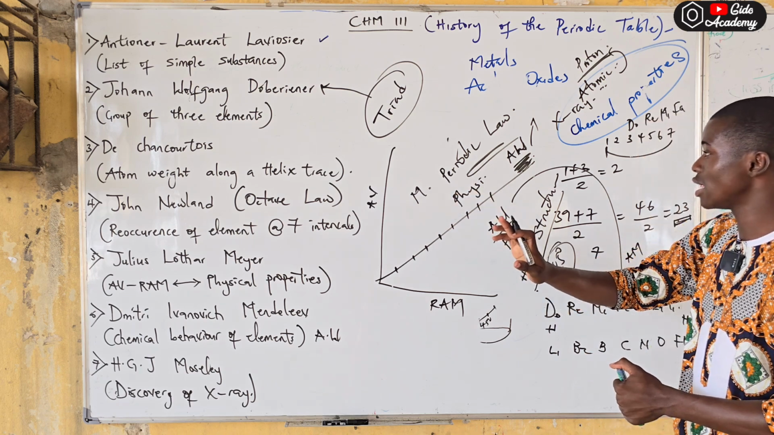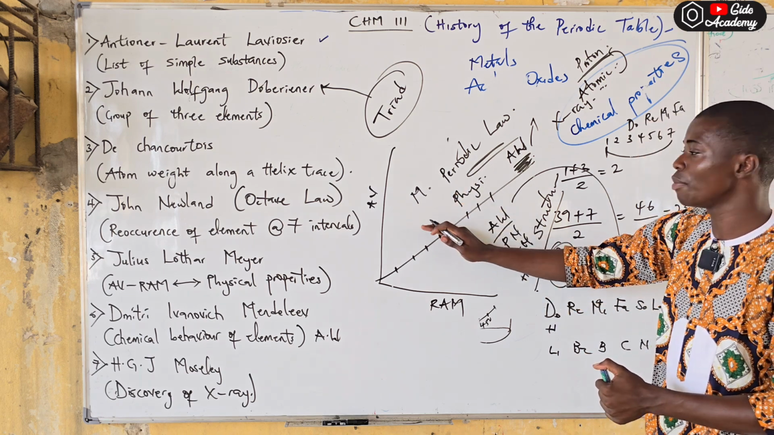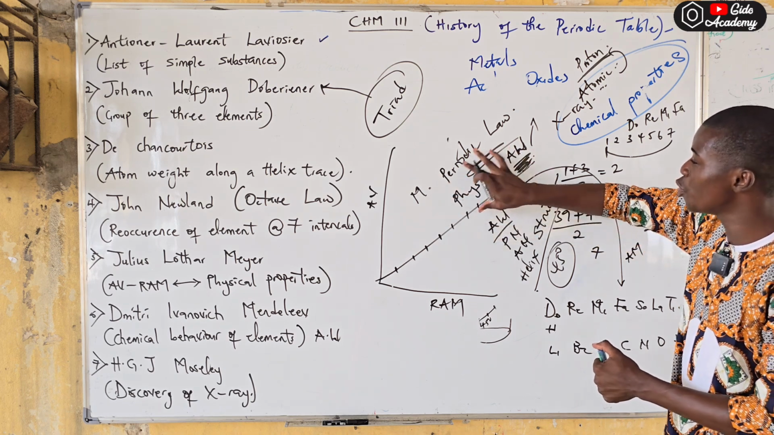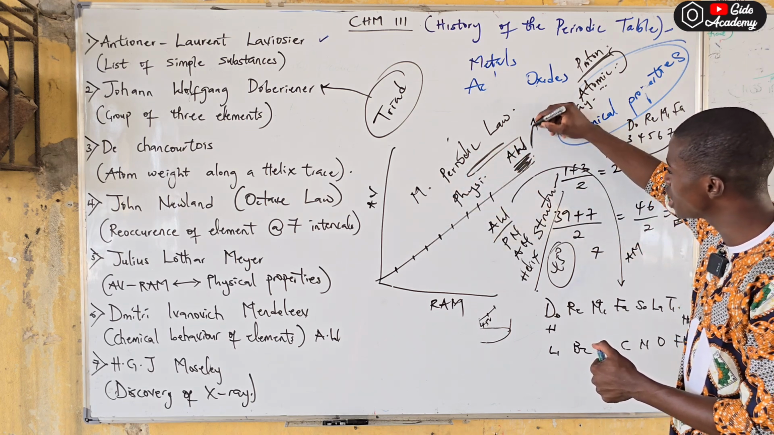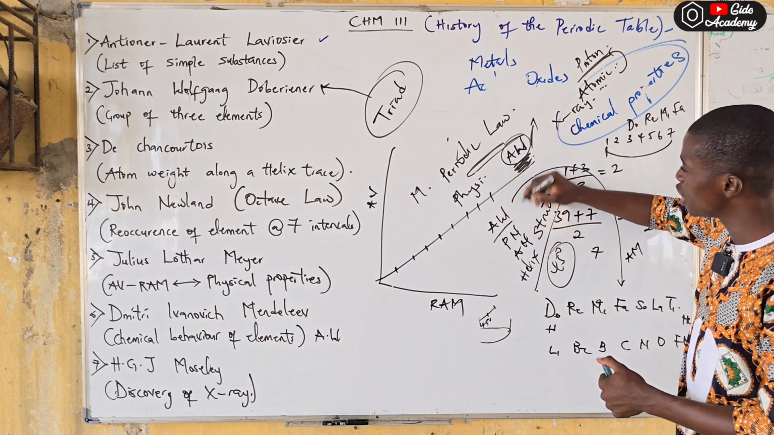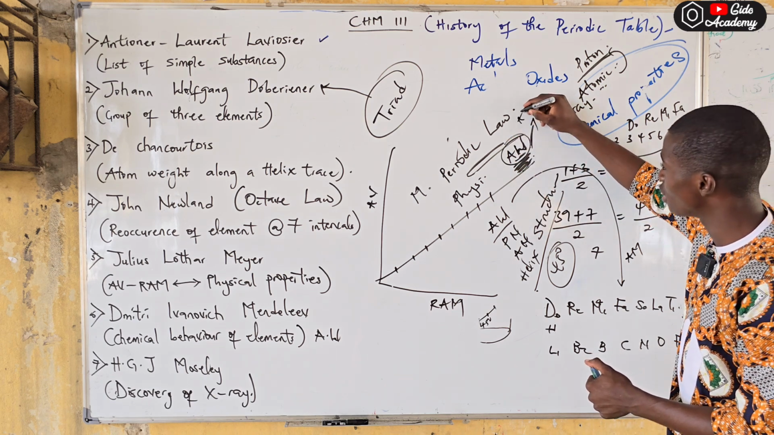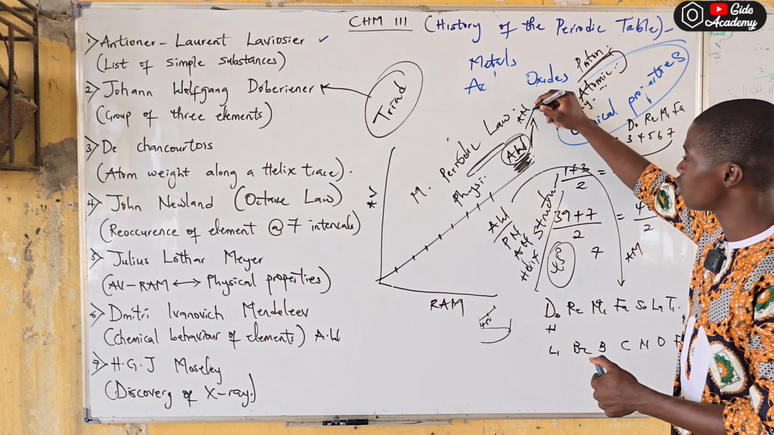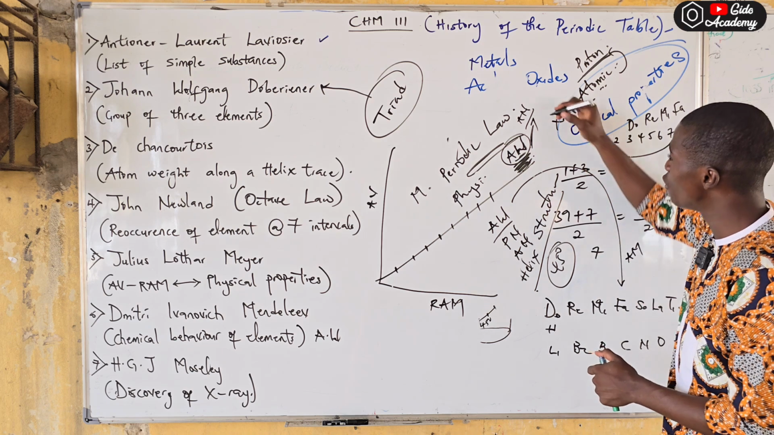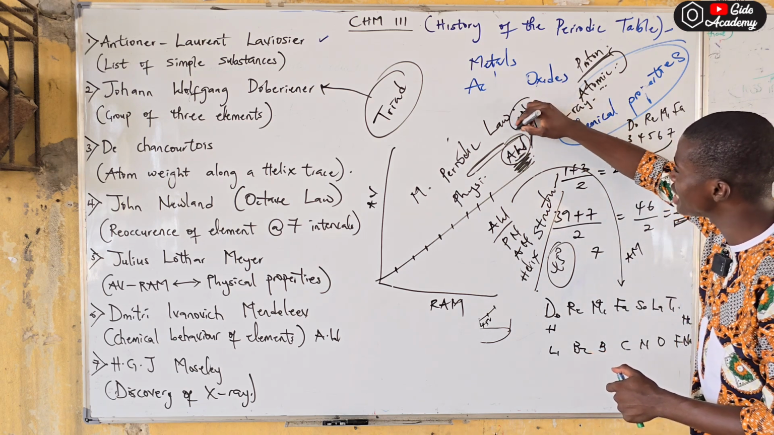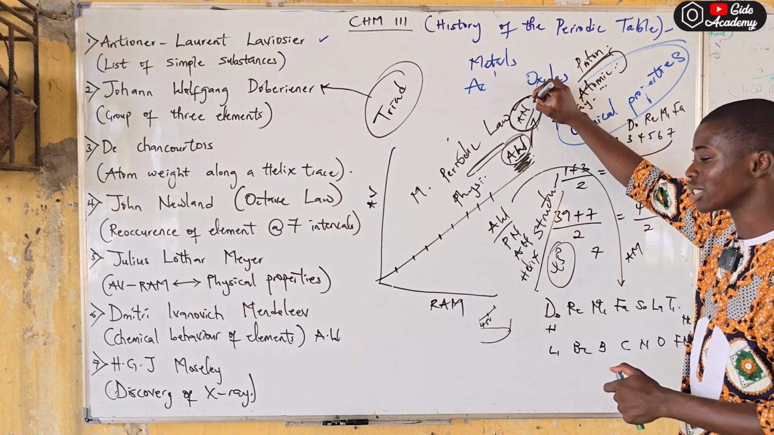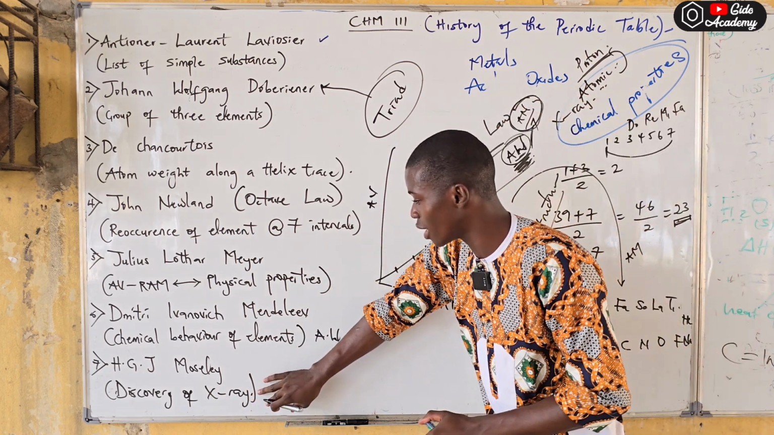Like I said earlier, the periodic law states that the physical and chemical properties of elements vary periodically in order of their increasing atomic weight. So after the discovery of the proton, he replaced the atomic weight by atomic number or proton number. So he said the physical and chemical properties of elements vary periodically in order of their increasing atomic number, or in order of their increasing proton number. That was after Henry Moseley had discovered what?